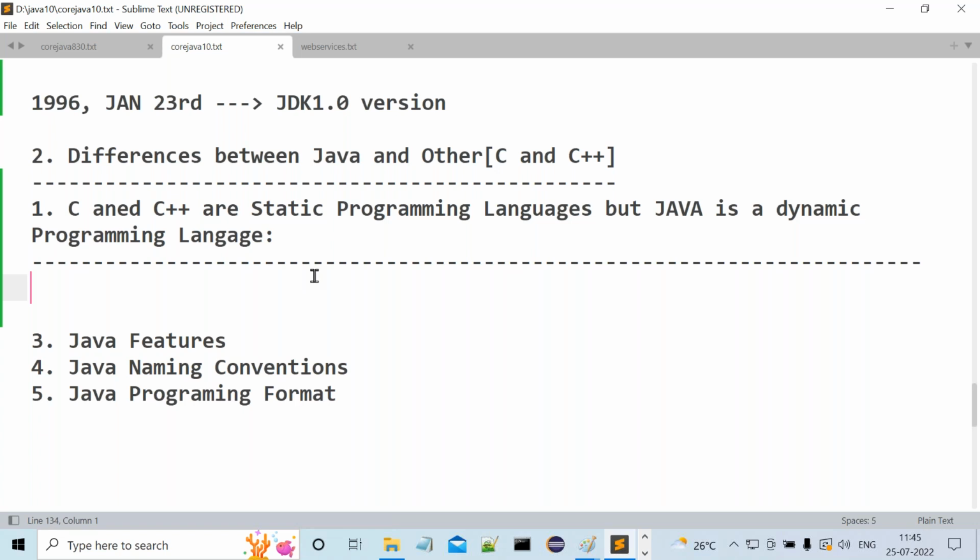Guys, the soft copy will be provided to you by our admin people. Just one time contact with your admin people. They'll provide the soft copy. Okay.